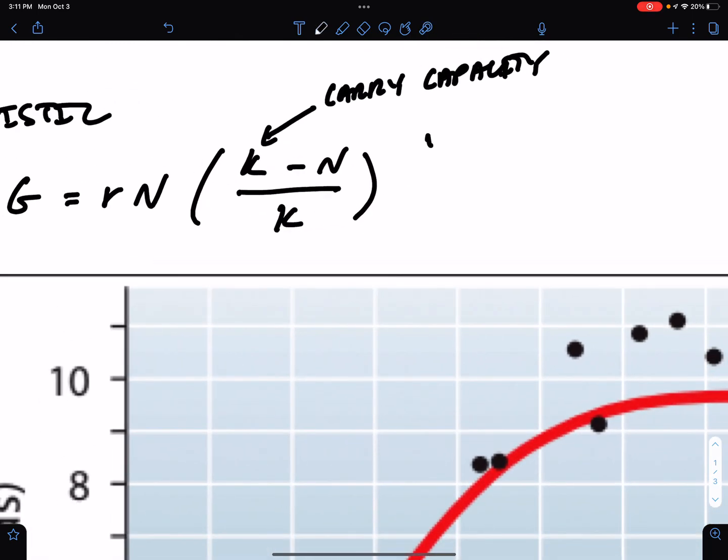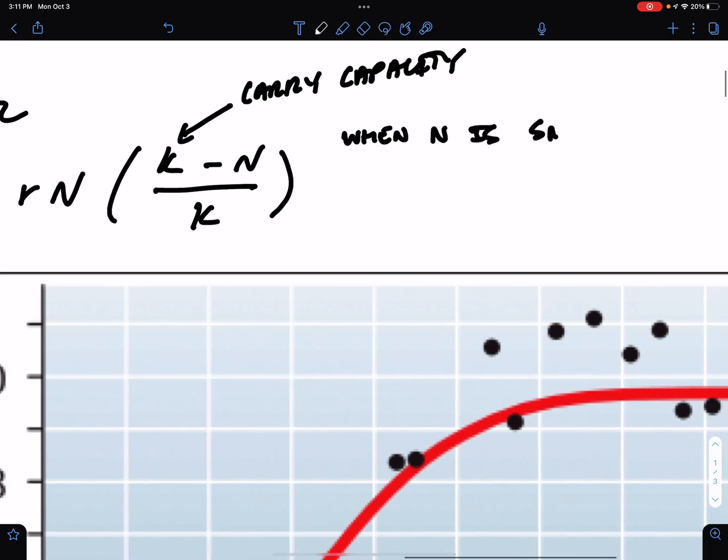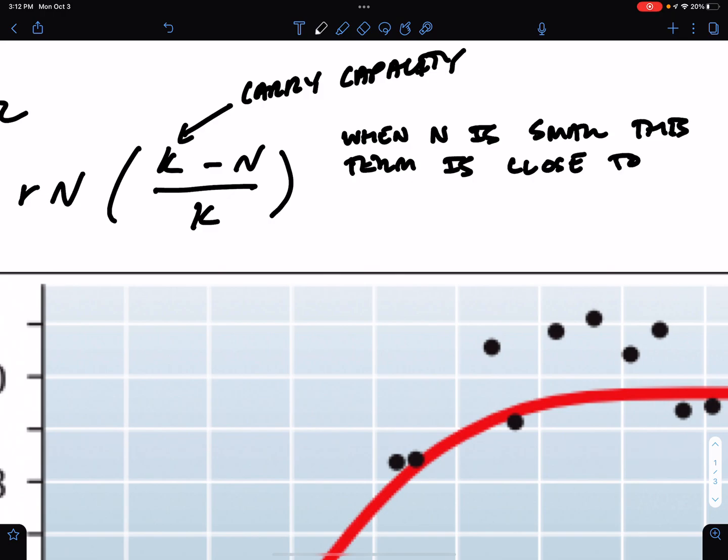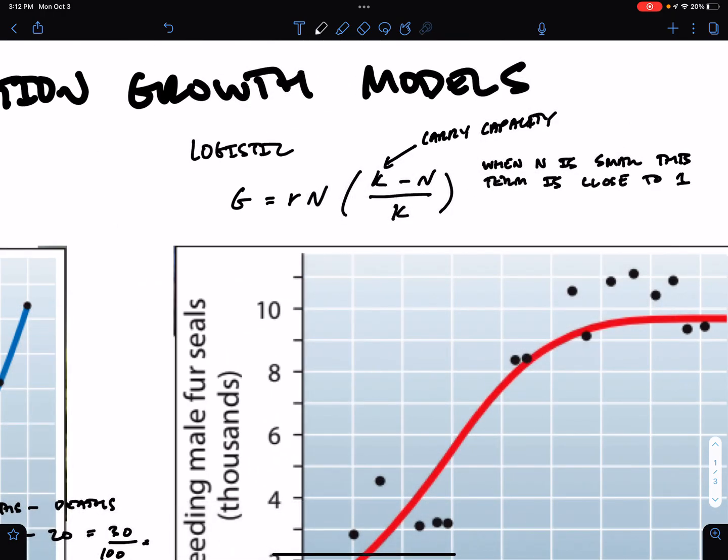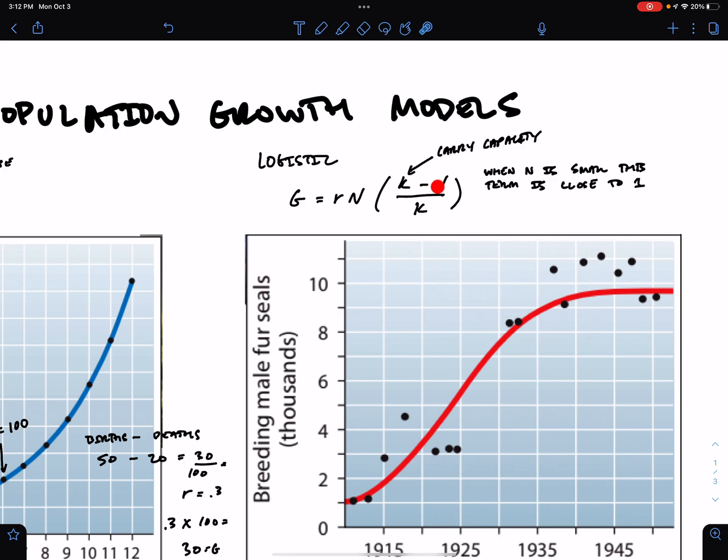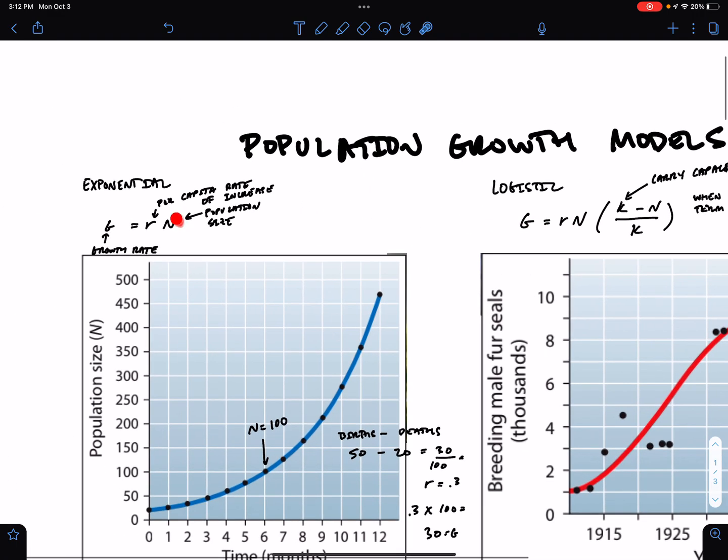So let's write: when N is small, this term is close to 1. And so the logistic growth equation looks very similar to the exponential growth equation. It would just be like multiplying R times N times 1, which doesn't do anything to G.